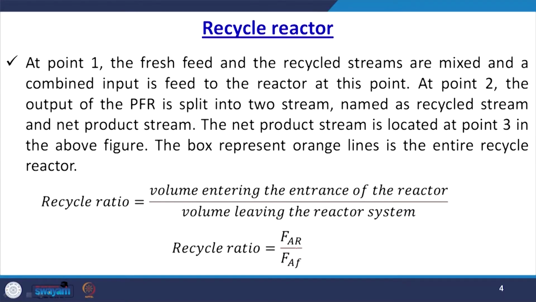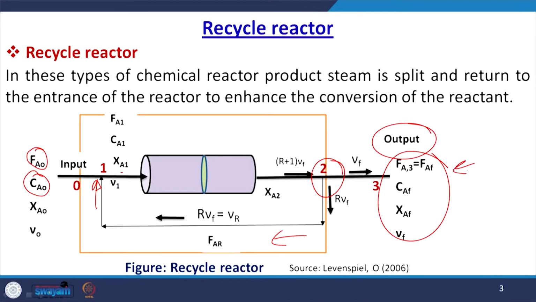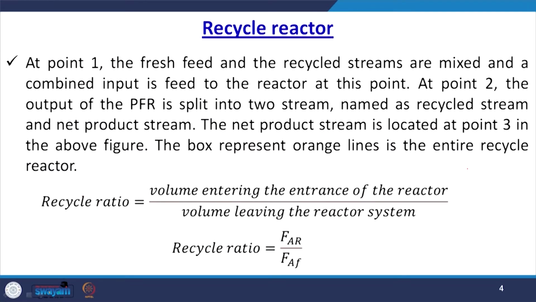Sometimes we need to look into what the recycle ratio should be, and how we can utilize this recycle ratio. The recycle ratio is referred to as the volume entering the entrance of the reactor divided by the volume leaving the reactor system. So, keeping this figure in view, the recycle ratio is FAR upon FAF. FAF is the output feed rate and FAR is the recycle rate.